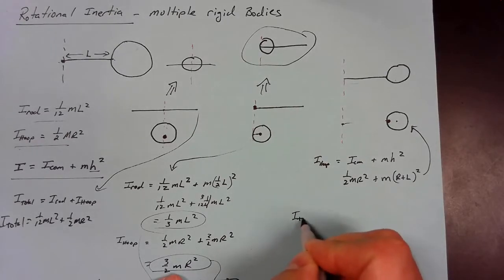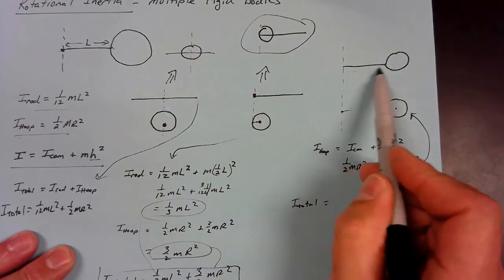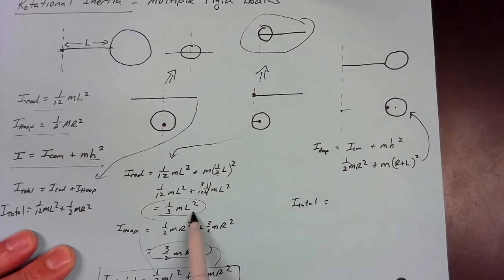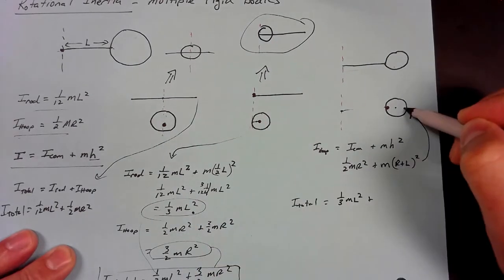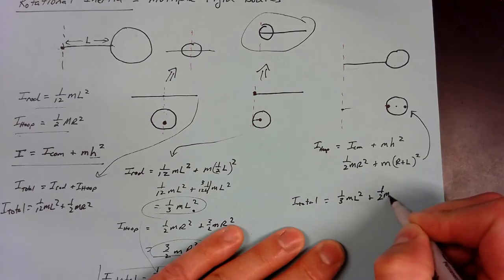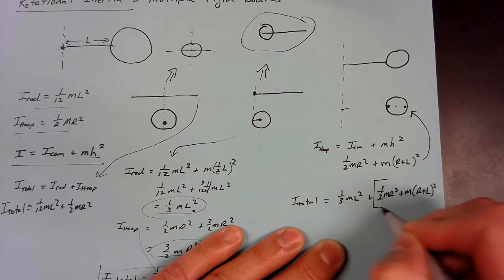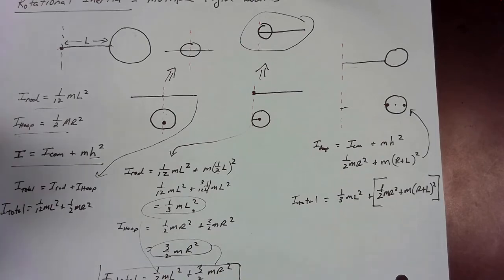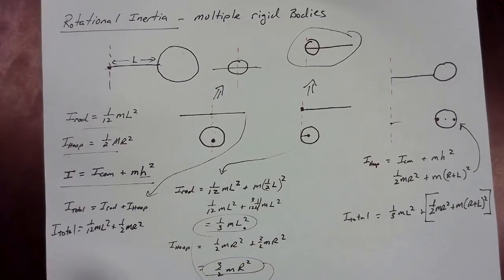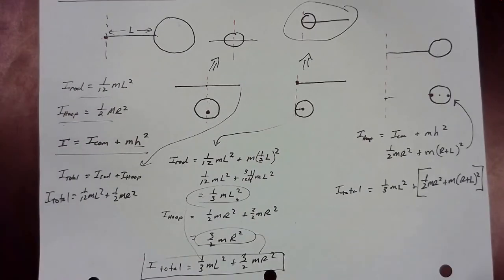So to get the total, just take what the rod is at that axis, which we just solved for is 1/3, plus whatever it is here. And that's it. So it's the parallel axis theorem for each individual rigid body, and then you just add them right up. That's it for this video.